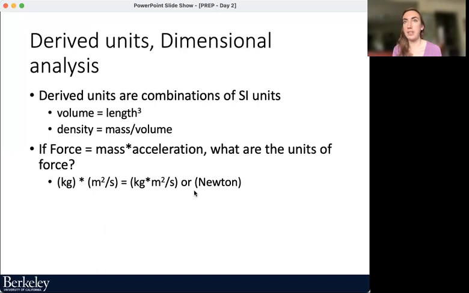So this is the kind of thing that I've never tried to memorize, what is a Newton, what is the unit of force, because I can figure it out really easily using these derived units. Does anyone have any questions about derived units or how we relate units to each other?